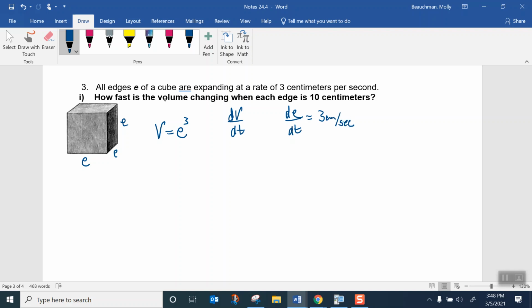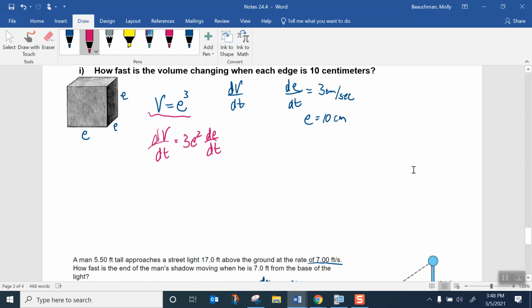And we want to know how fast is the volume changing when each edge is 10 centimeters. So we're given a particular value of E, which is 10 centimeters. So take the derivative of the volume formula with respect to time. We get dV/dt is equal to 3E squared times dE/dt. So that's how the edge growth and the volume growth are related. And then substitute the values in that you know.